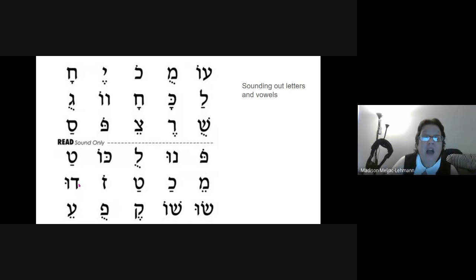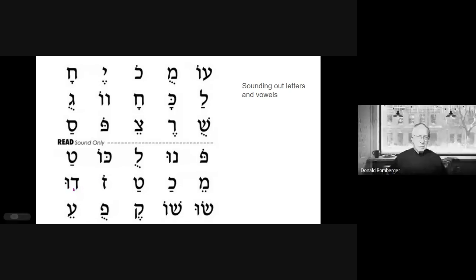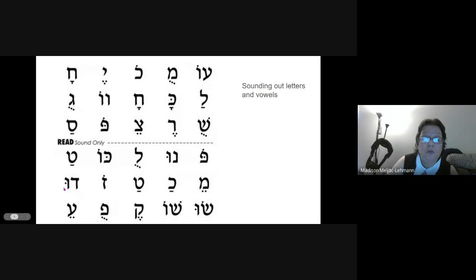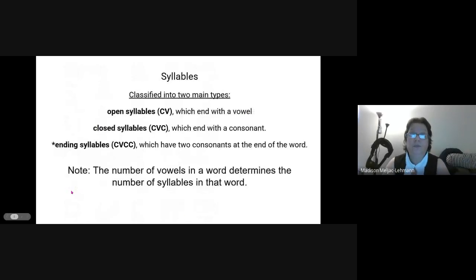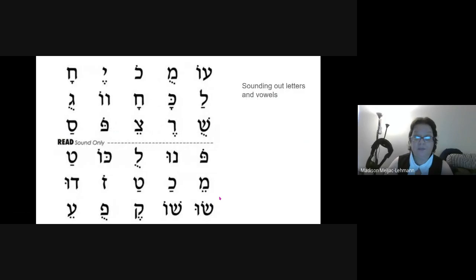Okay. Now we have a letter and we have a vowel holder. So that would be duh. Go ahead, Donald. That would be do, right? Ooh. So duh, ooh, do. Keep doing that. Okay. Last one.